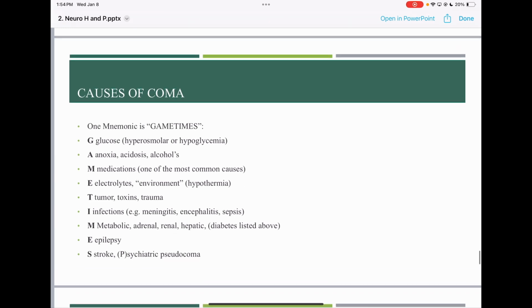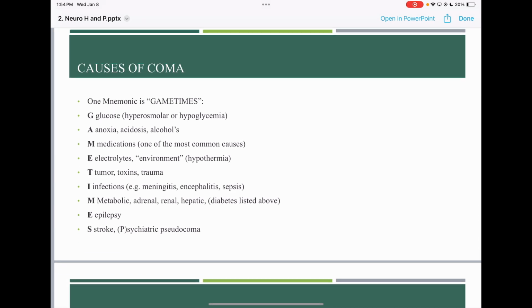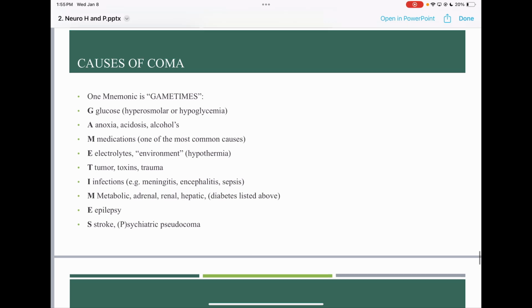Causes of coma, it's a mnemonic called GAME TIMES. And these are all the different causes for a coma. Glucose, okay, severely high or severely low glucose can cause comas. Anoxia, acidosis, medications, electrolytes, tumor, toxins, trauma, infections, metabolic issues like diabetes, that's above, epilepsy, and stroke.